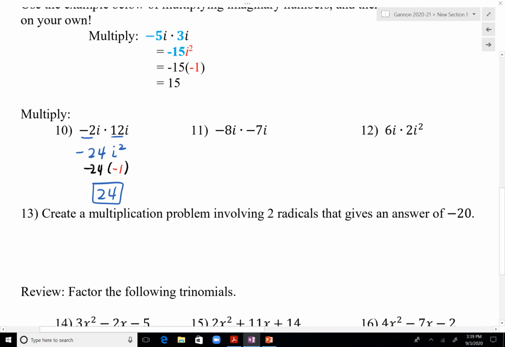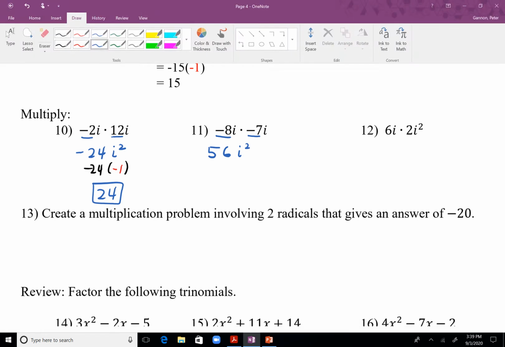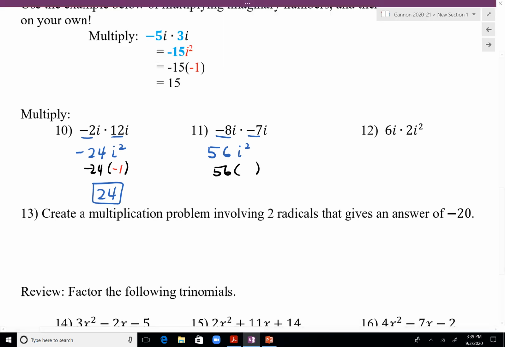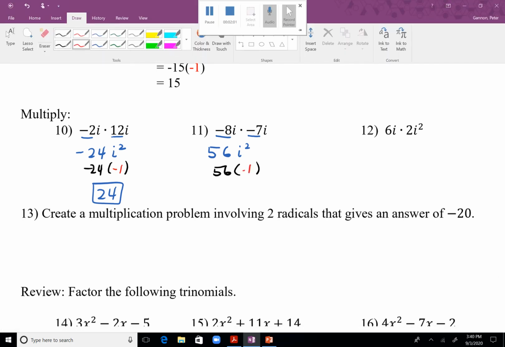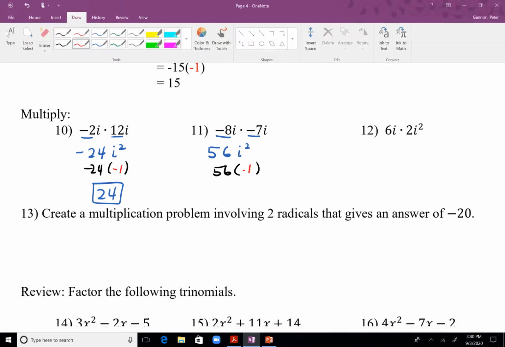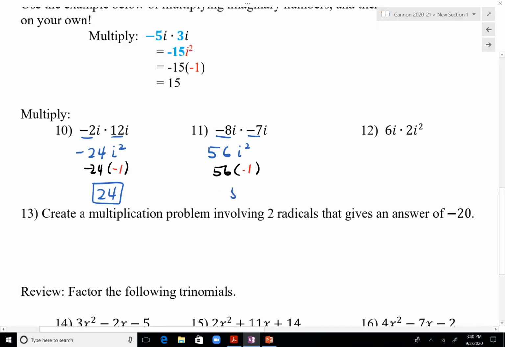For number 11, we have negative 8 times negative 7. That's going to be positive 56. i times i is i squared. So now we have 56. We're going to replace i squared with negative 1. And now we simply multiply 56 times negative 1, which is negative 56.